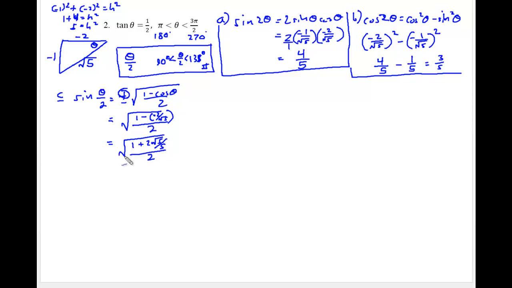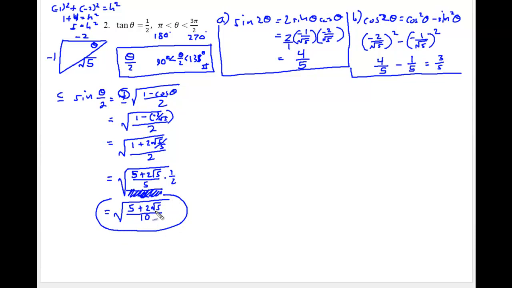Now I'm going to get a common denominator in my numerator, so I'm going to turn this 1 into 5 over 5. The numerator now is 5 over 5 plus 2 square root of 5 over 5, so I got 5 plus 2 square root of 5 all over 5. Now this whole thing is divided by 2. So instead of dividing the whole thing by 2, I'm going to multiply by 1/2. So this next piece of the problem is going to be 5 plus 2 square root of 5 all over 10. And this is where I'm going to stop.